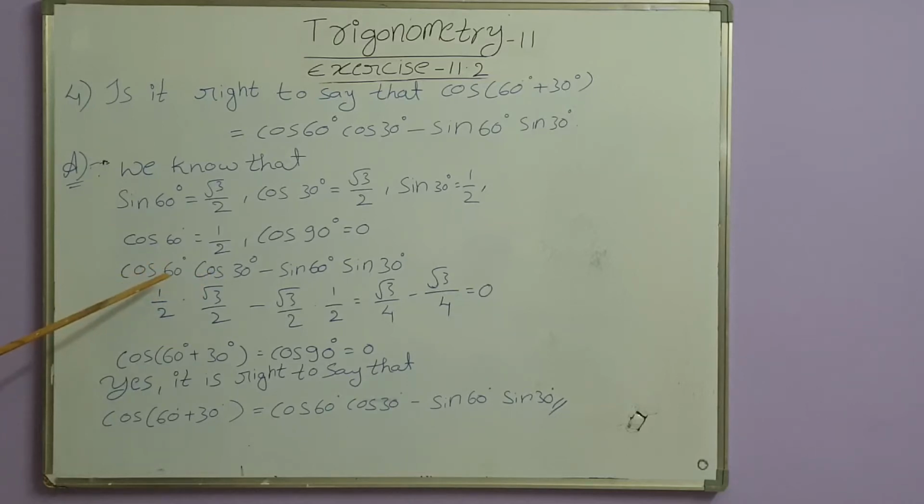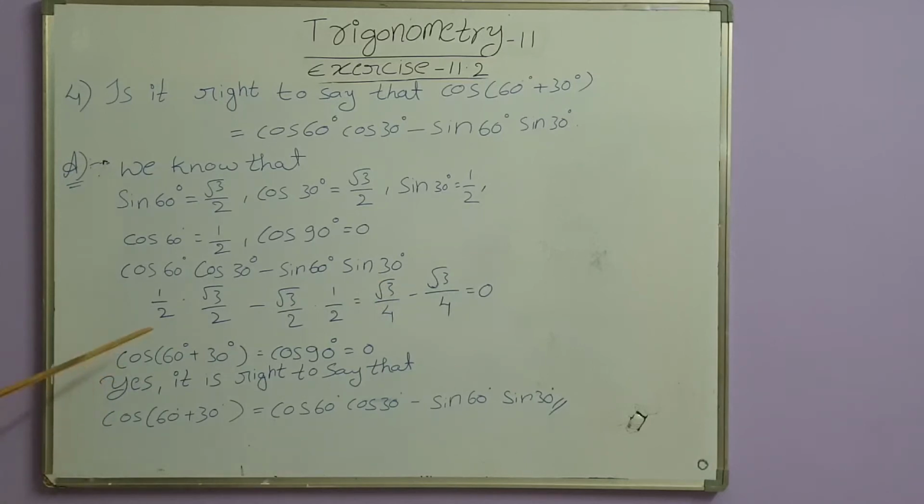Cos 60 degrees is 1 by 2, cos 30 degrees is root 3 by 2, minus sin 60 degrees is root 3 by 2, sin 30 degrees is 1 by 2. This equals 1 into root 3 over 2 into 2, which is 4, minus root 3 into 1 over 2 into 2, which is 4. The plus term and the minus term both cancel. We have 0.